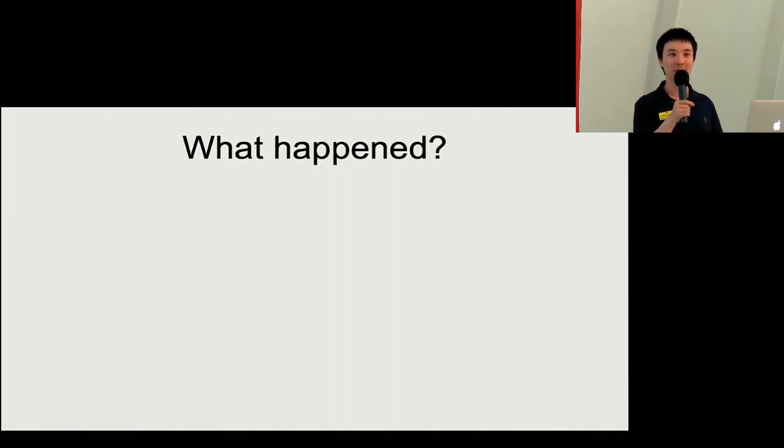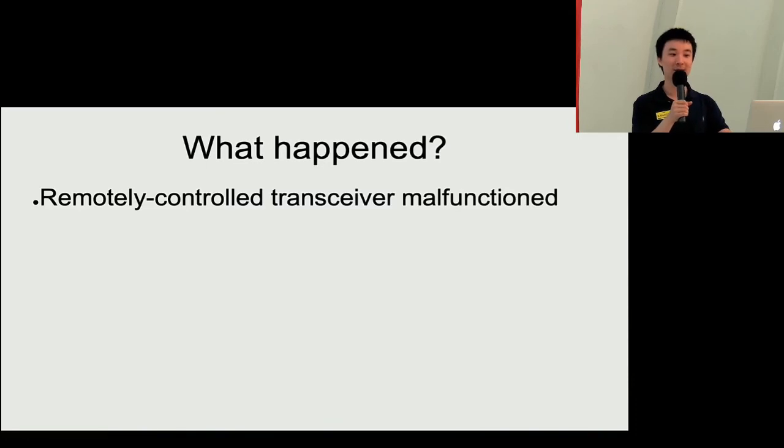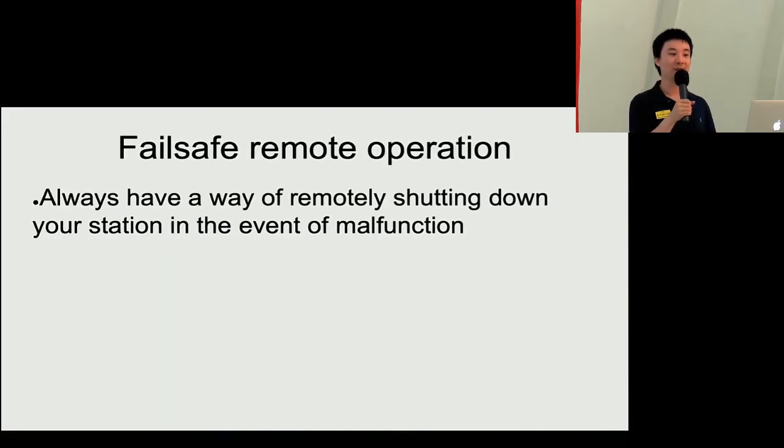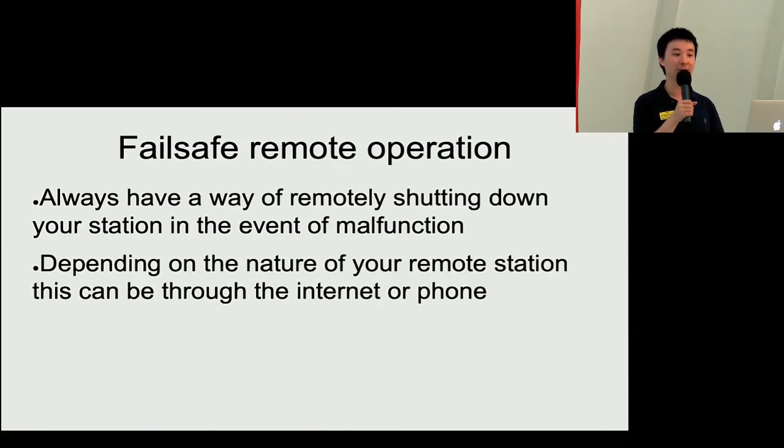So yeah, what happened here? Of course, the transceiver malfunctioned and the operator was unaware until they were contacted by the FCC. This brings a lesson that you should always have a way of remotely shutting down your station in the event of a malfunction. Depending on the nature of your remote station, this can be through the internet, or if you're in a more remote area without reliable internet access, through a phone line. And I'll go over a couple of devices that will do that.